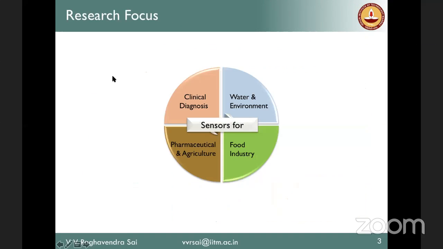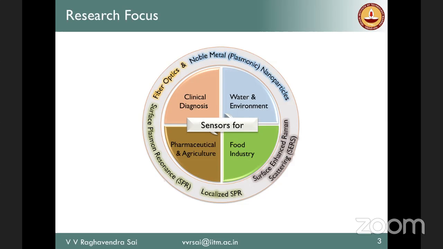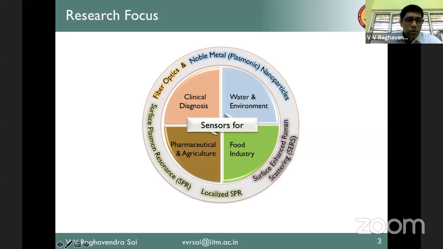Okay, so there is always a need for new technology, and that's what this PPT tells you. One example of them: we use optical fiber to develop sensors. Optical fiber and noble metal nanoparticles, mainly gold nanoparticles. They are also called plasmonic particles.